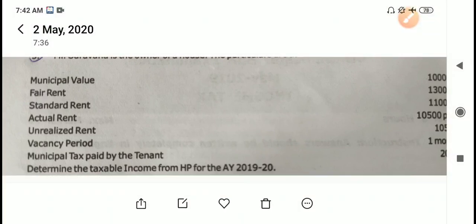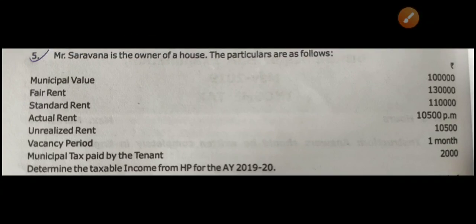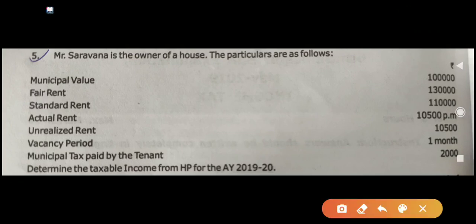So Mr. Sarvana is the owner of a house. The particulars are as follows. So Mr. Sarvana is an assessee in the question and is the owner of house property, and certain particulars are given below. Firstly, municipal value, that is 1 lakh rupees is given. Fair rent, it is also known as fair rental value, 1,30,000 is given. And next standard rent, that is 1,10,000 is given.